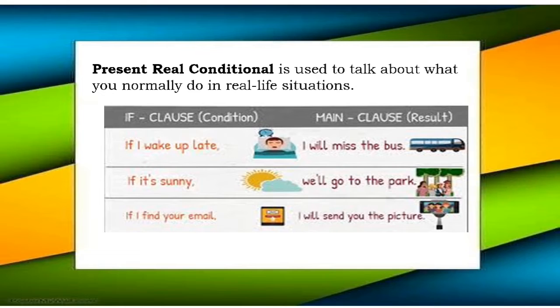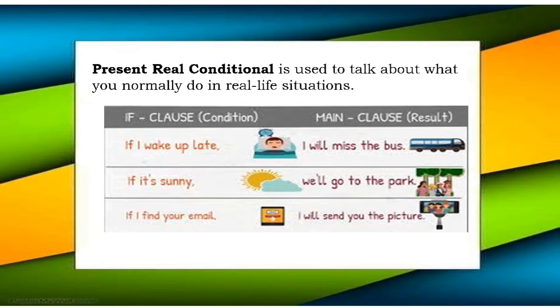So we have here examples of sentences, and in each sentence, it presents two parts. And what are these two parts? These are the if clause and the main clause. The if clause states the condition, while the main clause states the result.